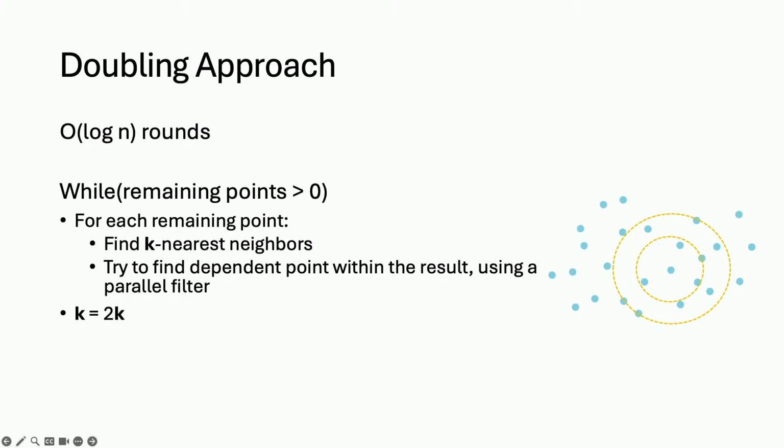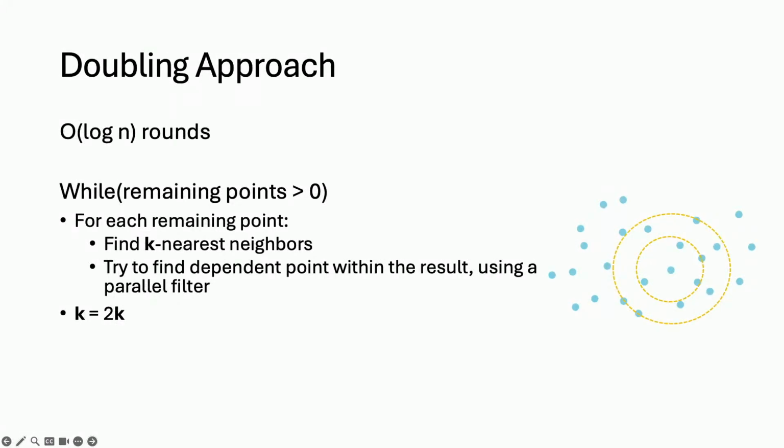We do this by first using a parallel filter to see if any of these points have a higher density than us. If there is at least one such point that satisfies this criterion, then we'll do a parallel min to take the closest one. So some of the points will find a dependent point in this round, some of them will not. Then we just double k, and we do this again until everybody finds a dependent point.